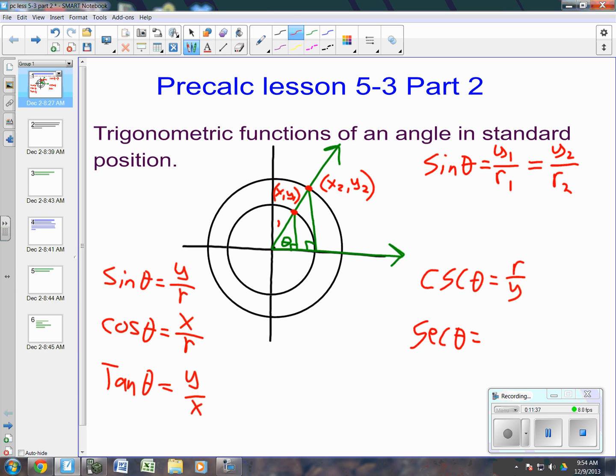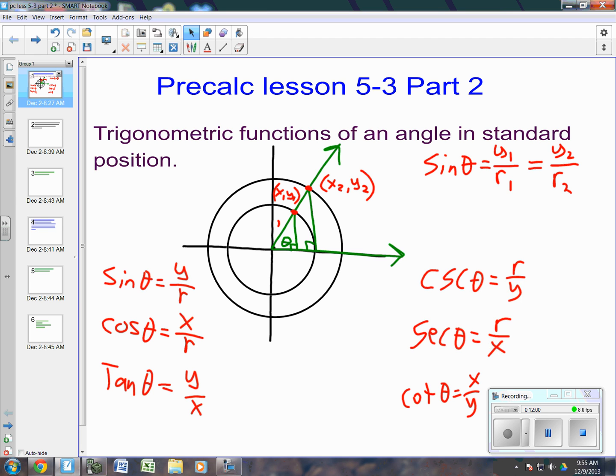So it's going to be r over x. And the cotangent is the reciprocal of the tangent, so it is x over y. Which of these two functions are no different than the unit circle?